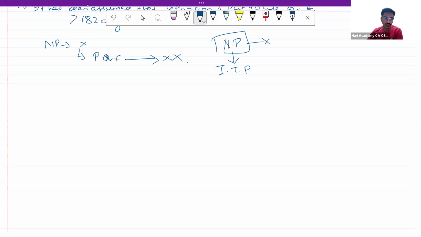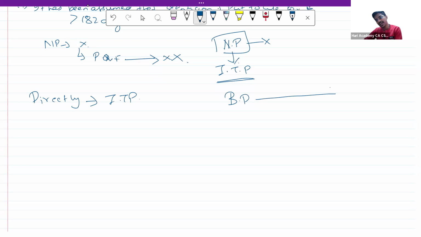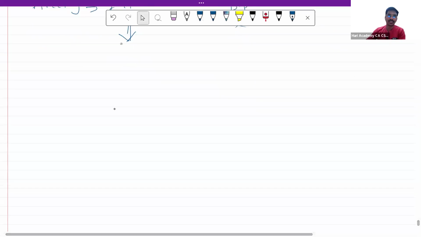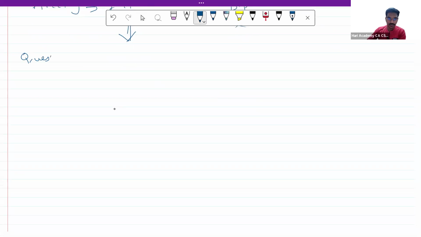So now what we have to do is directly find out what the income tax profit is. In the previous question, we had book profit, and from book profit we arrived at the income tax profit. In this question, there is no book profit at all. So what we have to do is independently arrive at the income tax profit. That is question number 10.